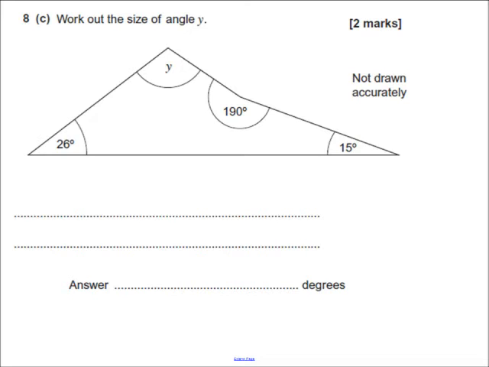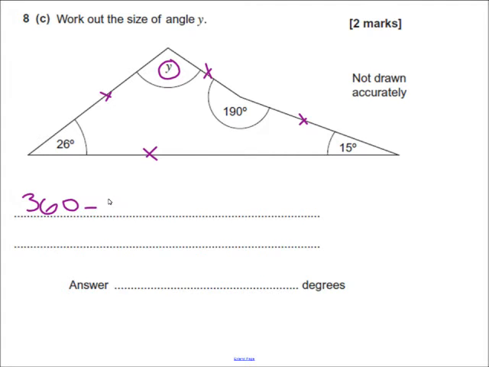Question 8C. Work out the size of the angle Y within this shape. Now, you should identify this shape as an irregular quadrilateral because there are 1, 2, 3, 4 sides. And you should know that the interior angles of a quadrilateral, just like a square, add up to 360 degrees. So in order to find our angle Y, we need to take away all of the other angles and it would let us know what Y is.